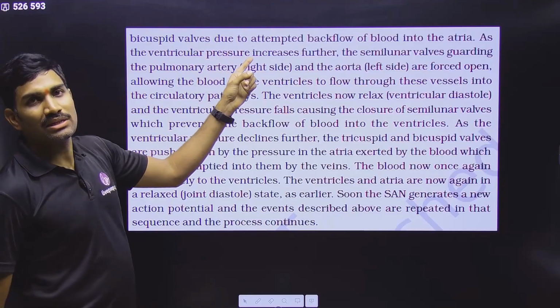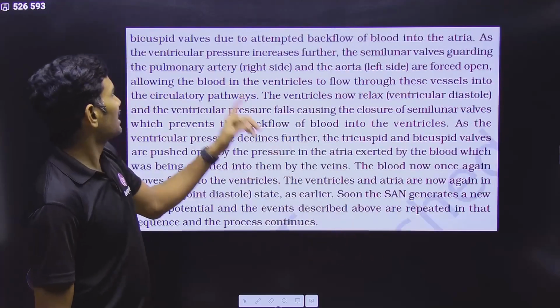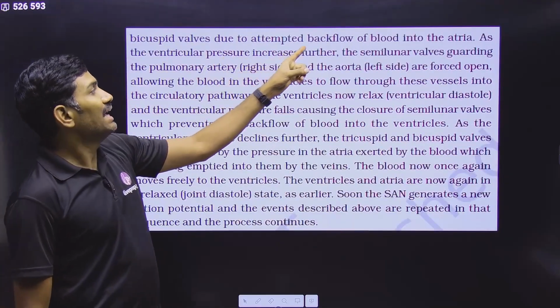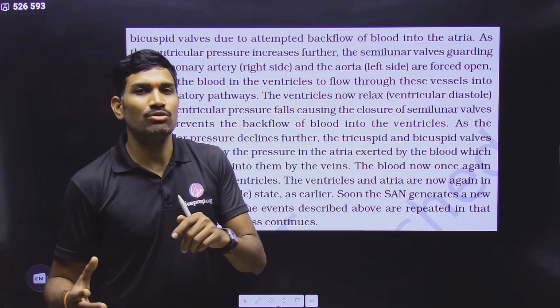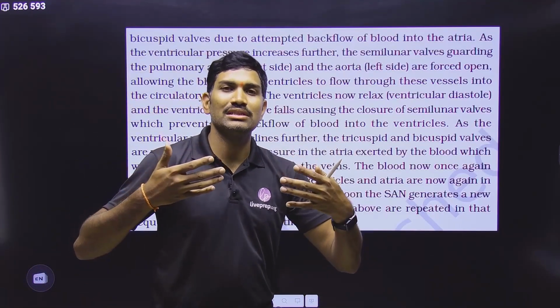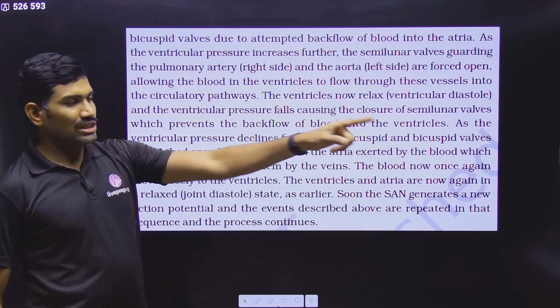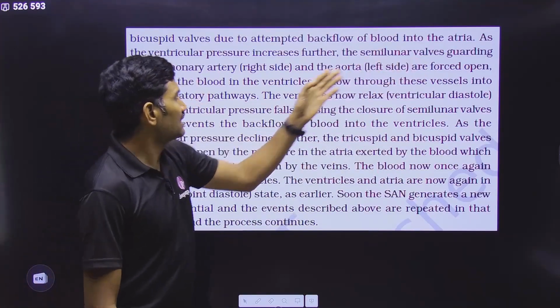So now bicuspid and tricuspid valves will close due to attempted backflow of blood into the atria. Blood is actually trying to go back into atria. That should not happen. That's why these cuspid valves are closing. So that now this will cause the forced opening of semilunar valves. This is what they are saying.